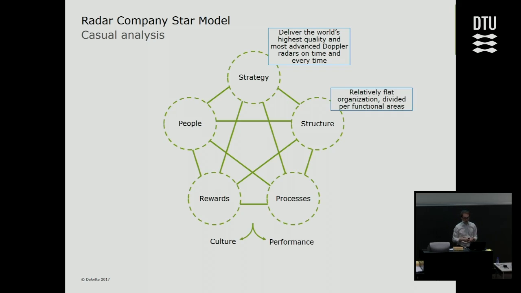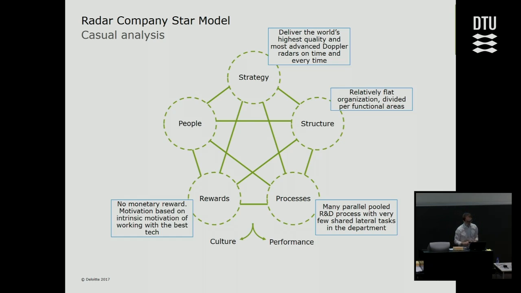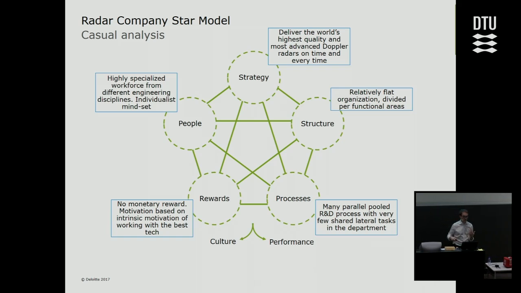Their company is quite a flat company that has a lot of functional areas that work on the product. For their processes, they have a lot of parallel processing in research and development. It's like, okay, this group is developing this radar, this group is developing that radar, and these groups don't talk very much, so there are not many lateral processes. Then, when you talk about rewards, they don't really have any monetary rewards, so to incentivize the people, it's more that people are motivated because they're working on something really cool that they really like. So it's what you would call intrinsic motivation. And about the people, they have a really specialized workforce from different engineering disciplines. And what we've seen from our analysis is that they have a bit of an individualistic mindset.